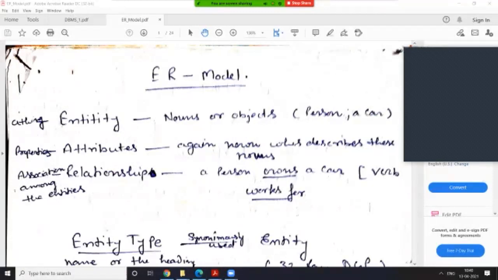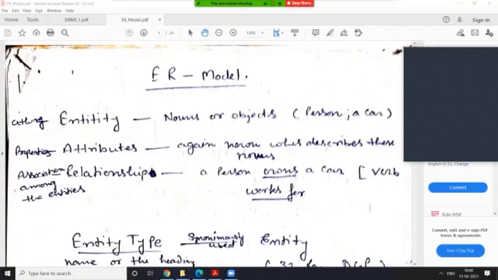For example, a person, a car. But in the ER model, you are not going to represent the individual entity. The individual entity will be represented in the table. Suppose I say student. What is student? This student is an entity or entity set. Obviously, if you are storing the records of various students, it is the collection of the various students.